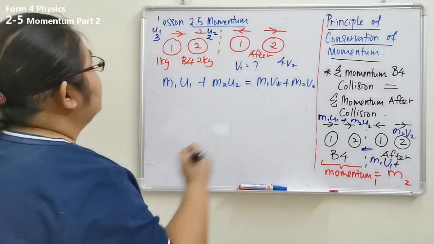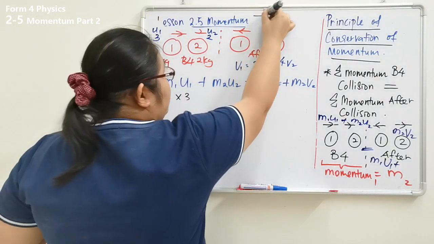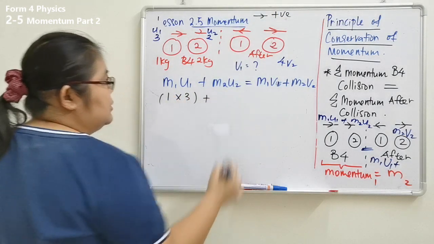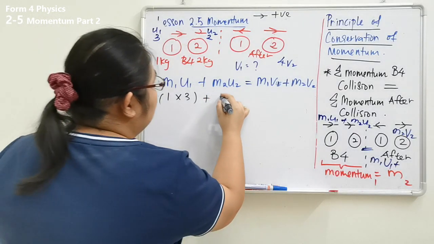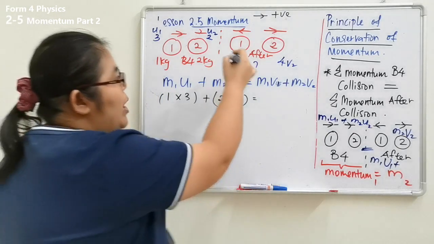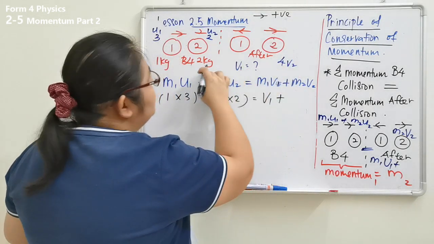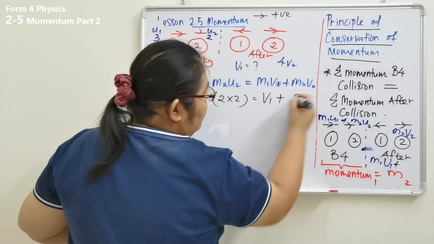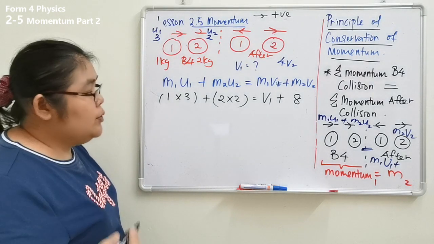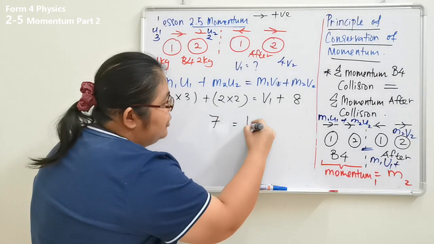So we do the calculation. 1 multiplied by 3, direction all go to the right. So that means I take the right as positive. Now plus 2 multiplied by 2, then equals 1 times V1, plus 2 kg times 4 becomes 8. So now this one is the equation. Now we go plus together: 3 plus 4 becomes 7. After that, equals V1 plus 8.